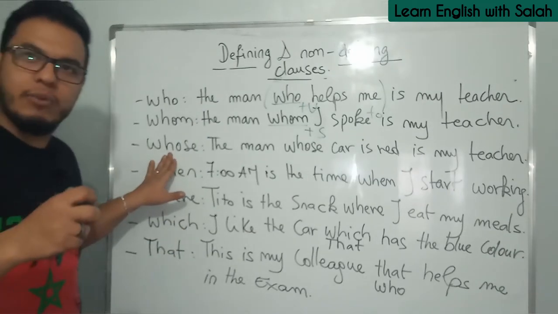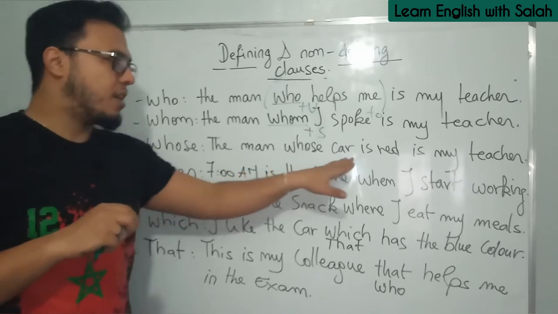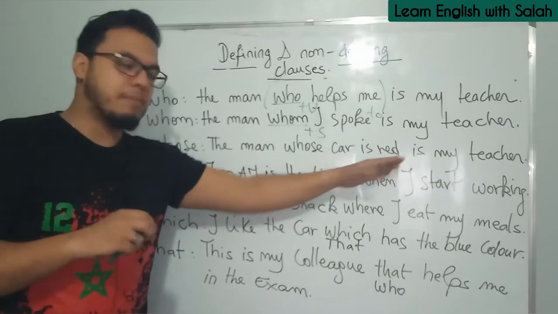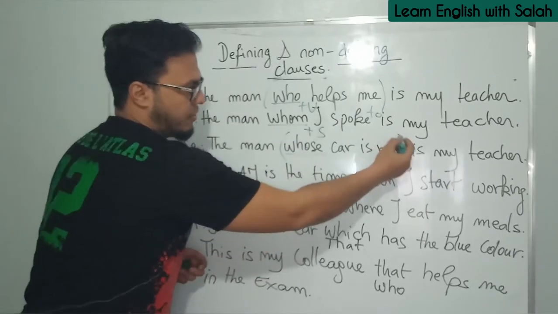whose, we said, is for possessions, which means ownership. The man whose car is red is my teacher. Here is the relative clause, here is the relative pronoun. Here: red is my teacher.